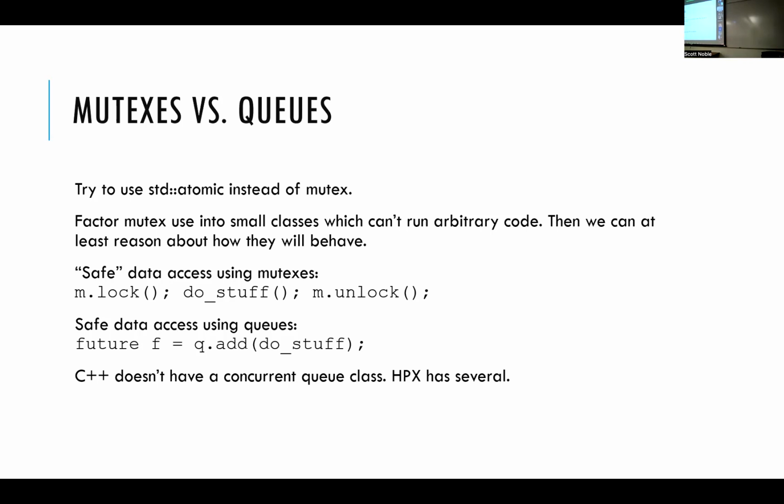And C++ doesn't have a concurrent queue class for you to use just out of the box. I mean, you can write them, they're not terribly difficult. HPX has several, and you can optimize those kinds of queues in various ways, whether you have a single reader, a single writer, or both of those are single. There are different optimizations that you can do to the queue.